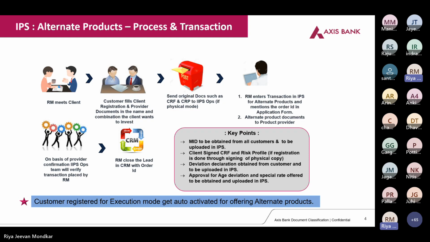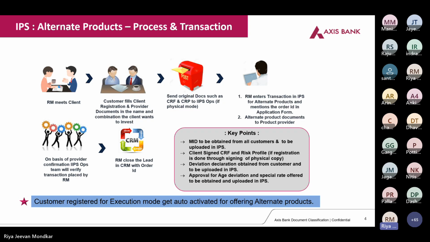But there are basically 3-4 important things in the case of an alternate product. One is the MIID. This is a very important and mandatory document which has to be uploaded in IPS. Second thing, if a client's MF execution mode is activated, that means by default his PMS, private equity, and third-party app is also activated. If it is not, then you need to have a physical client CRF and a risk profiler signed with the client, and you have to send it to the ops team to get it activated.